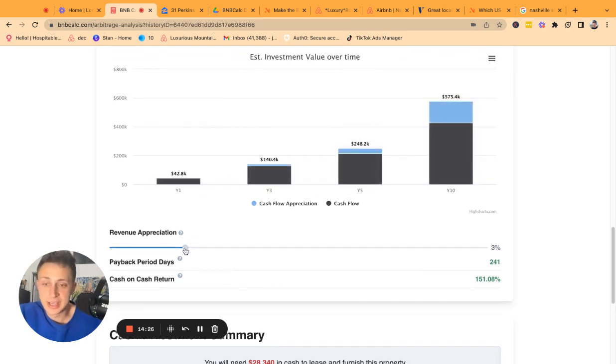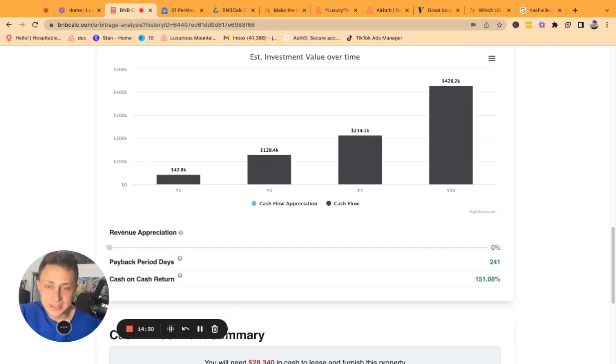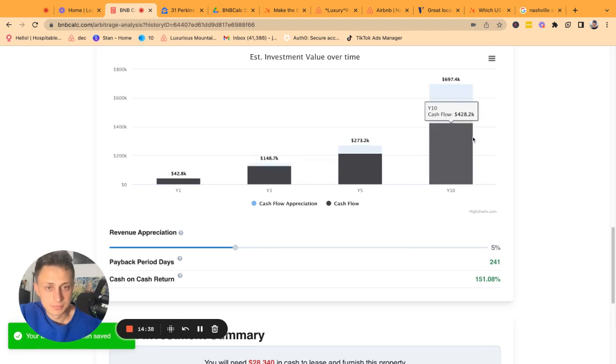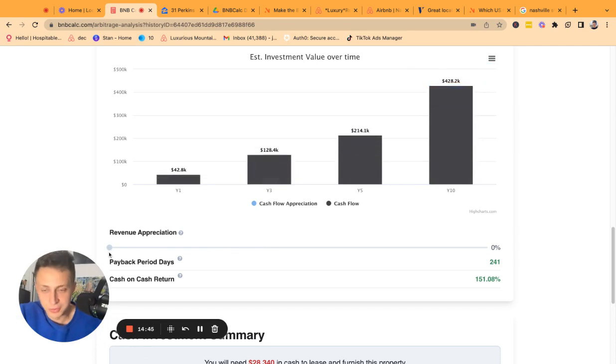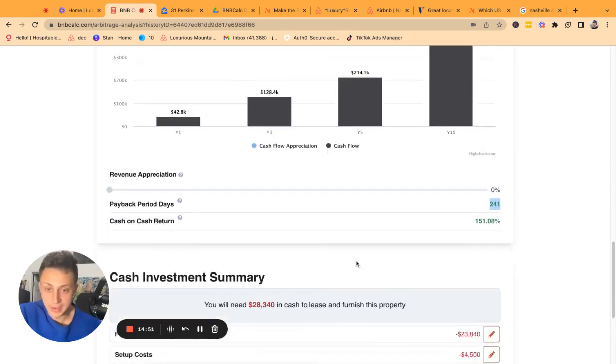Also, we can decide whether the revenue each year is going to get higher, or is it going to stay the same? If it's going to stay the same, we can take it out. If it's going to increase drastically, we can also guess and play with the lever, so to speak. So let's estimate no revenue appreciation. We're going to make back our money after 8 months, and then we're going to be cash flowing after that.